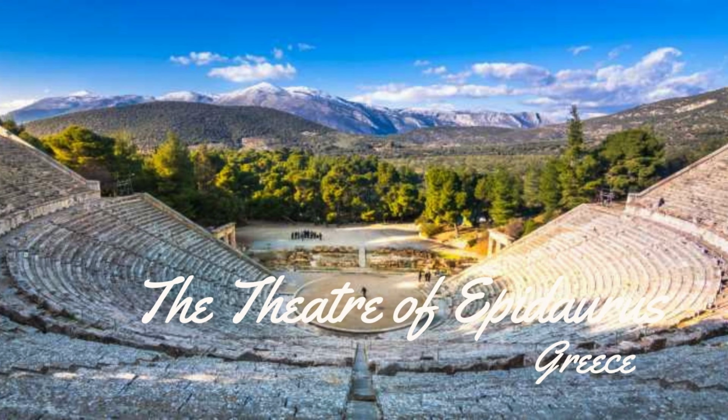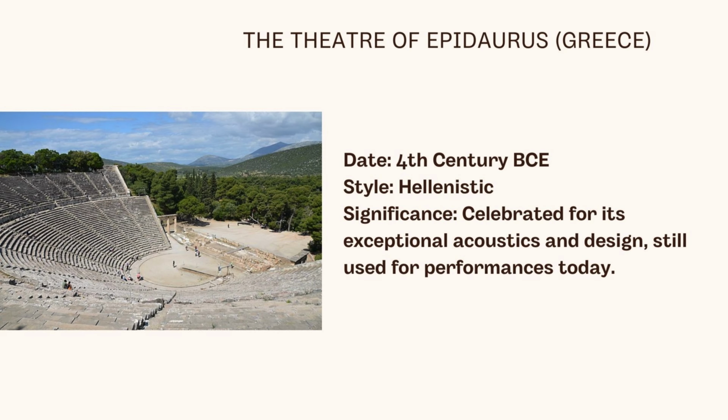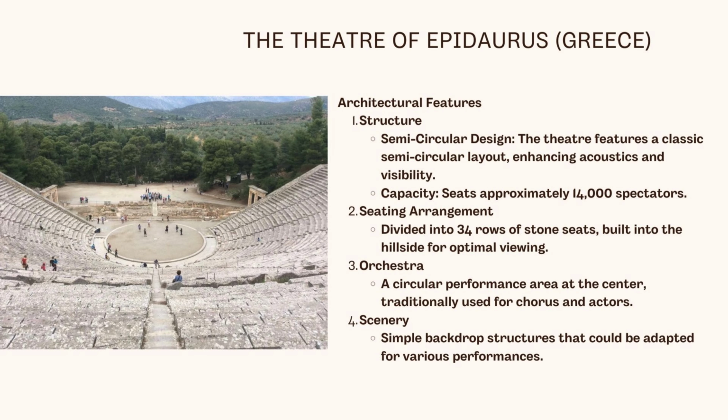The Theatre of Epidaurus, Greece, dated back to 4th century BCE, style Hellenistic, celebrated for its exceptional acoustic design, still used for performances today. The architectural features: it was a semicircular design. The theatre features a classic semicircular layout enhancing acoustics and visibility. Seating capacity was approximately 14,000 spectators.